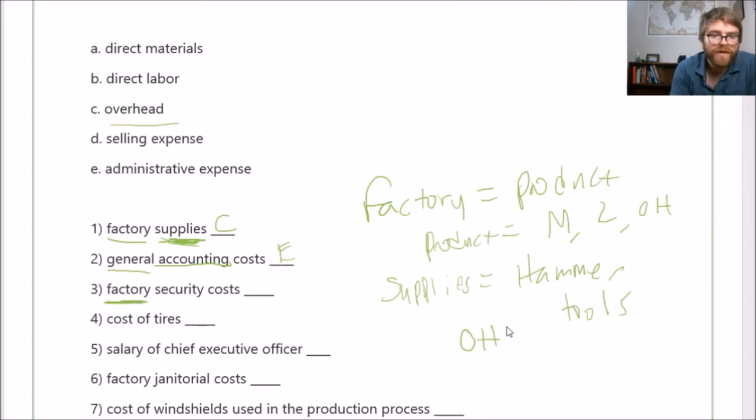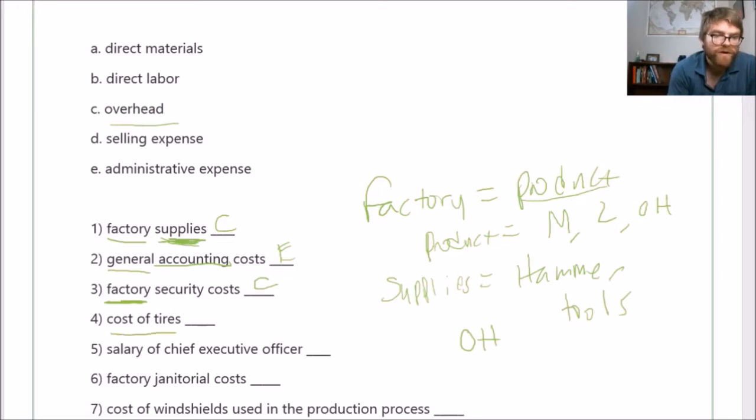Factory. What do you think of factory? You think product. So it's part of the product, so it's either materials, labor, or overhead. Security costs. Well, the factory needs security, right? Because people can come in and potentially trespass on the property. That's bad. So they have a security guard there. Security is necessary, but it's not directly part of the product. So what do they call that? They call that overhead. Again, it's needed to build the product, right? Security has to be there so that everyone can work on the product in a safe environment. But it's not directly used in building that product, so they call that overhead.